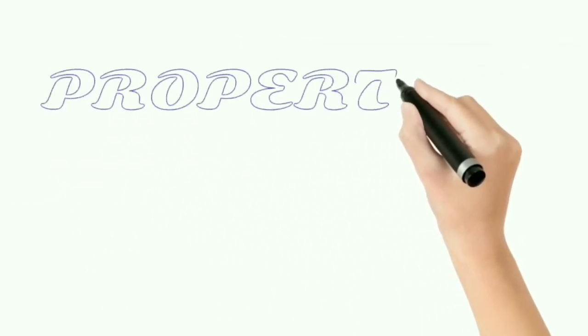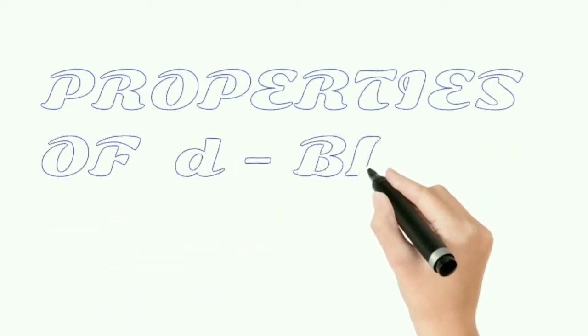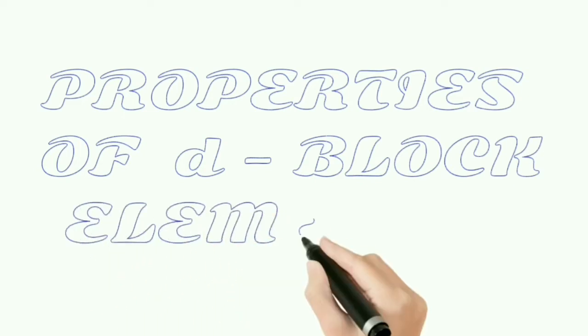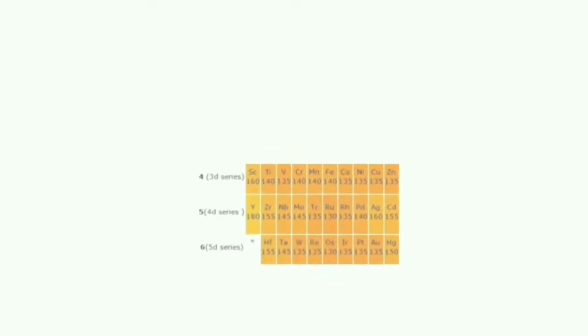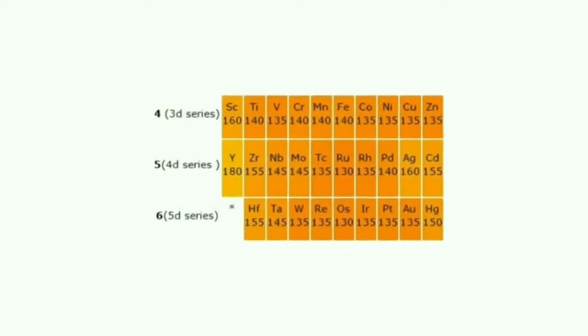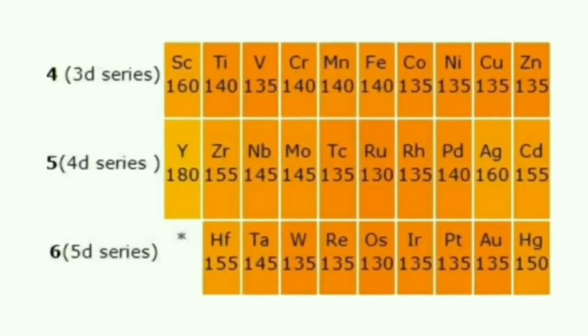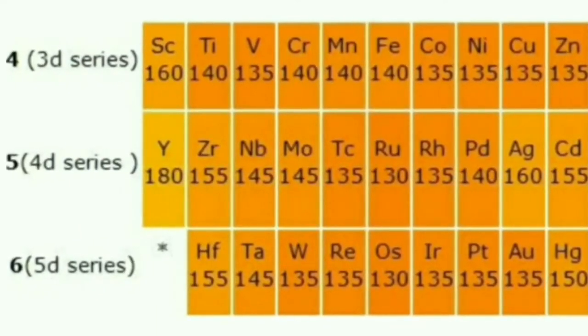Now we have to discuss the properties of the D block elements. As I told you, for D block elements we have 10 properties. So first I am going to discuss the first property for you, that is metallic nature. Now here D block elements are classified into 4 series, already I told you, that is 3D series, 4D series, 5D and 6D series, you know it. They belong to 4, 5, 6 and 7 periods.